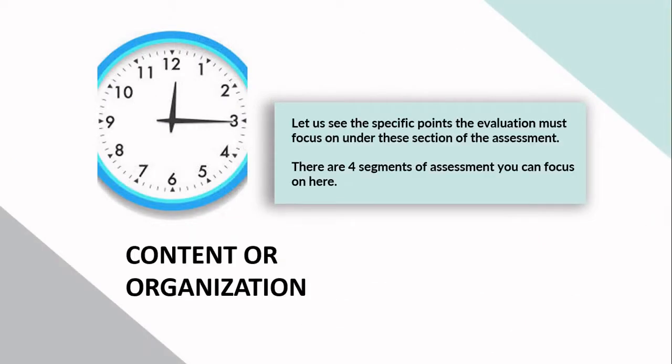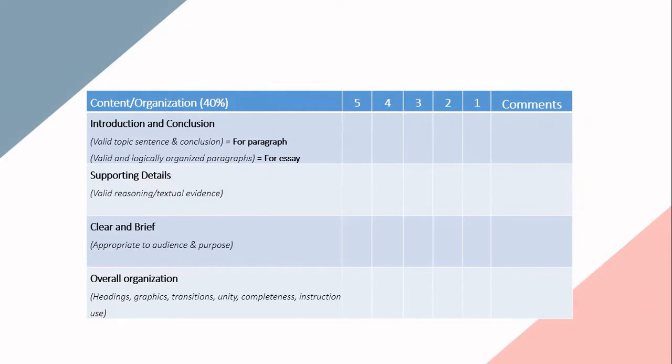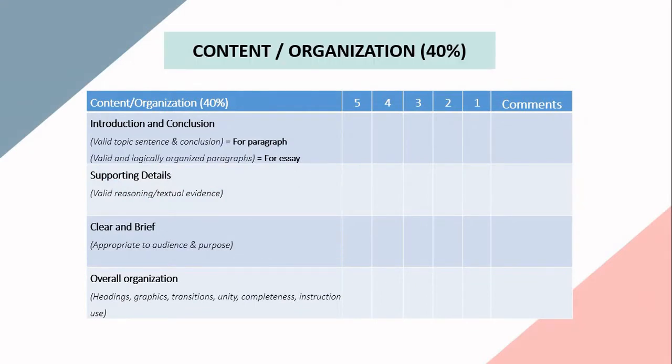Now let's see what we can have under each of these sections. Firstly, let's see the specific points the evaluation must focus on under this section of the assessment. We have four areas of assessment that you can focus on here, that means under content or organization. Firstly, you have the introduction and the conclusion. The weight you can give here is out of 5. I'm going to show you how that can be done later.